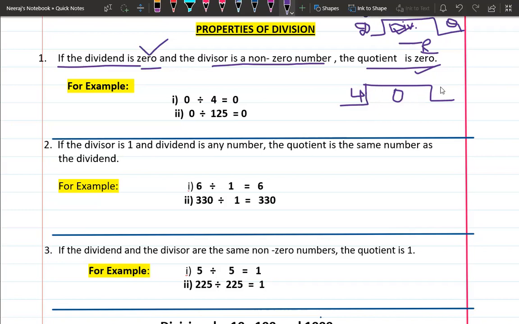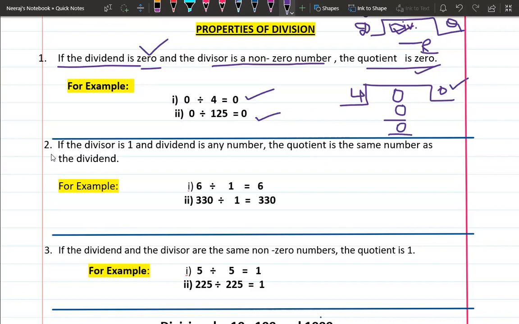So 4 zeros are 0. This will give you 0 only, right? That's why your answer, the quotient, is 0, and that's why we have written the 0 over here. In the same way, if you are dividing 0 by 125, your answer will come 0 only, right? So let's start with the next property.